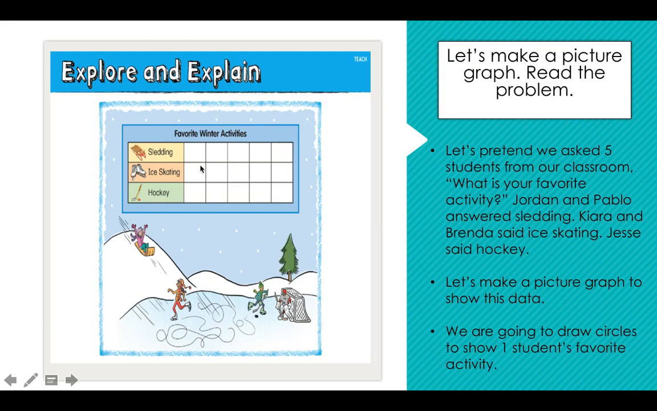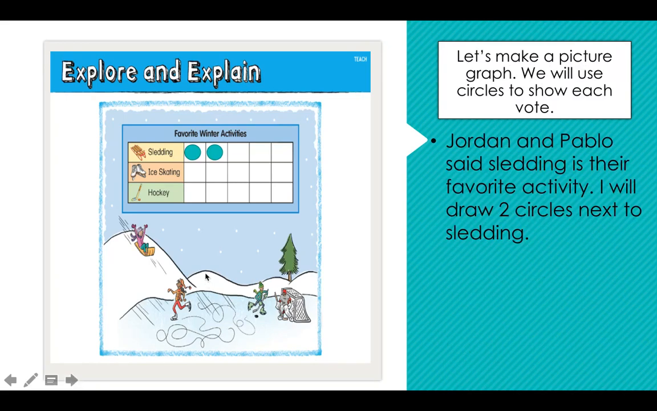Now, let's go back to the word problem and let's remember, who said sledding is their favorite activity? If I look in the word problem, I can see that Jordan and Pablo said sledding is their favorite activity. So how many circles would I draw under sledding? Pause the video, then play it again for the answer. Jordan and Pablo said sledding is their favorite activity, so I can draw 1 circle for Jordan and 1 circle for Pablo. That is 2 circles for sledding.